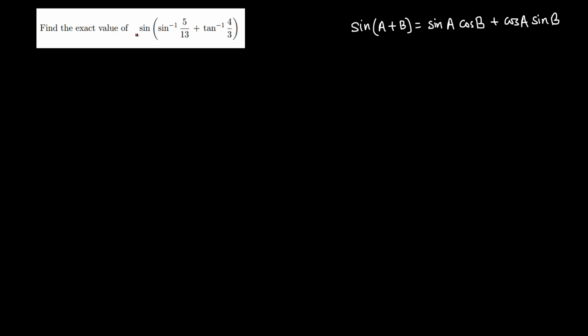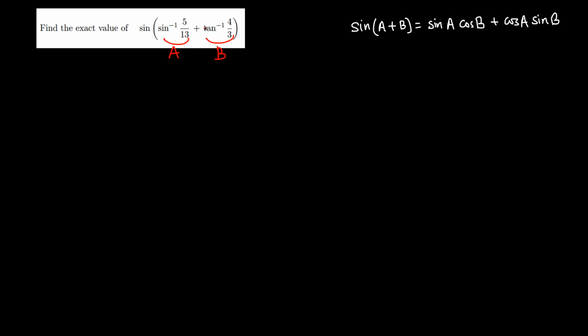Find the exact value of sine inverse 5 over 13 plus tangent inverse 4 over 3. These are in fact angles. When we evaluate sine inverse of 5 over 13 and tangent inverse of 4 over 3, we get angles. So this is basically sine of some angle, let's say A, and this is another angle B.